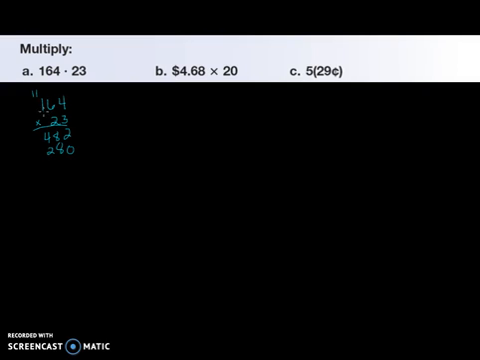12, 3. Our answer is 3,762. Right here, again, we don't have to line up the decimal places.